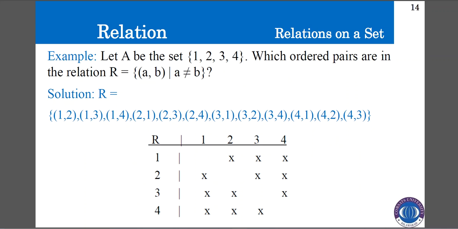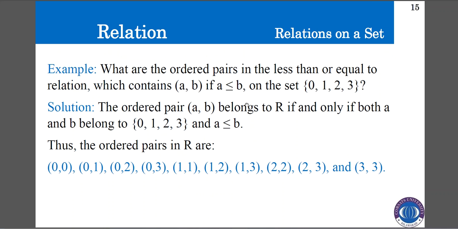Let us consider other examples. Let set A be the set {1, 2, 3, 4}. Which ordered pairs are in the relation R where (a, b) such that a is not equal to b? In this case, we obtain the relation (1,2), (1,3), (1,4), (2,1), (2,3), (2,4), (3,1), (3,2), (3,4), (4,1), (4,2) and (4,3). The tabular representation is given here.